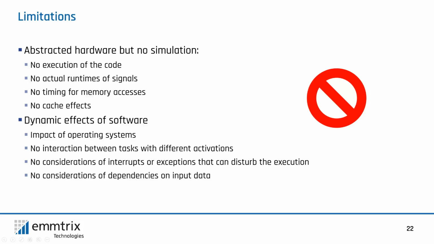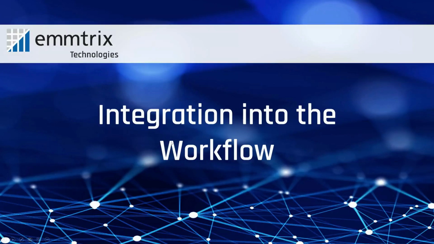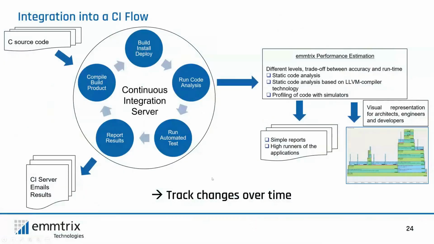Now, a short, final chapter here: how can we integrate that into a workflow? We provide different ways. A very typical case would be integration into a continuous integration workflow. The idea is you have a CI workflow set up, and you can add this run code analysis part to it and automatically analyze the runtime during a normal CI flow whenever some changes to the source code were done. So you can basically track changes over time.